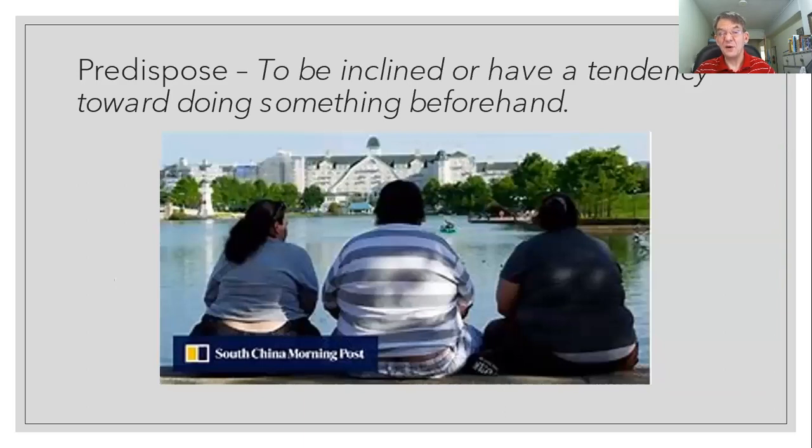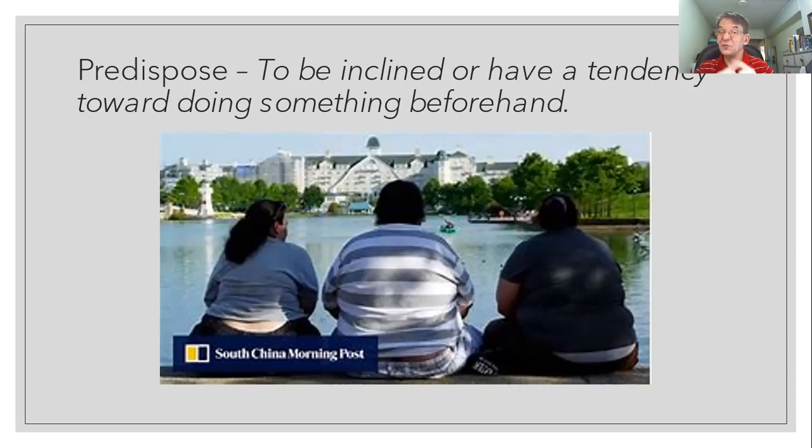Okay, the next vocabulary word is predispose. Predispose means to be inclined or to have a tendency toward doing something beforehand. So here we have a picture of some very obese people, some very overweight people. And, you know, sometimes obesity happens because people make bad choices. They make bad choices about the food they eat, and they make bad choices about not exercising enough.